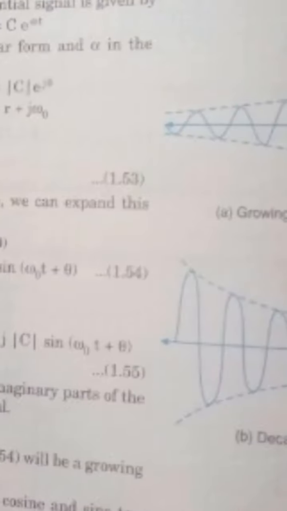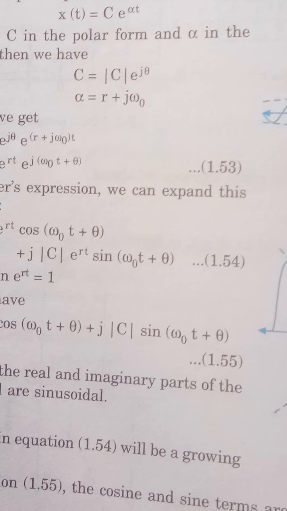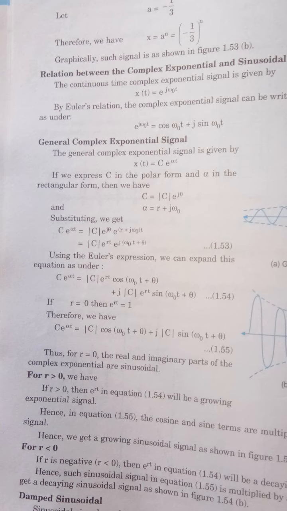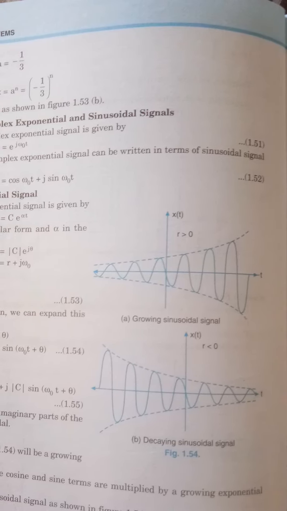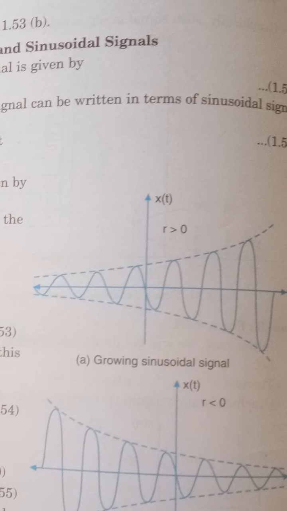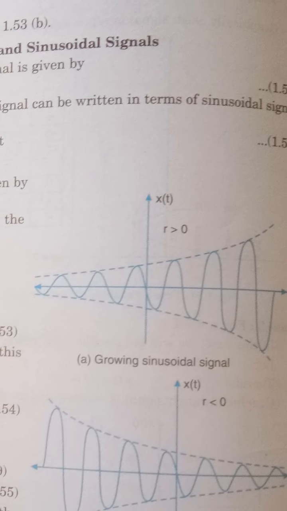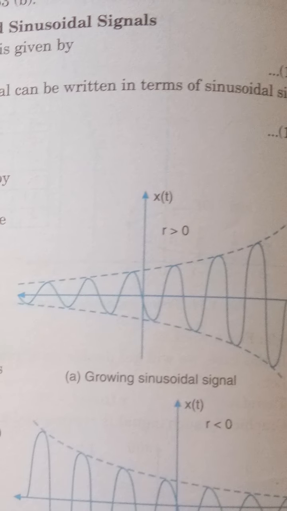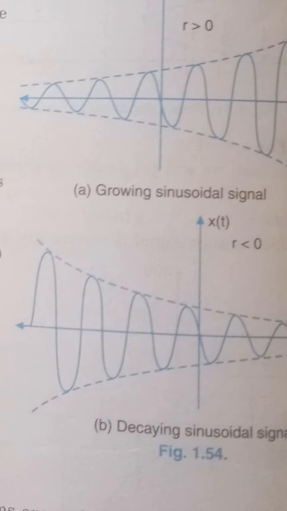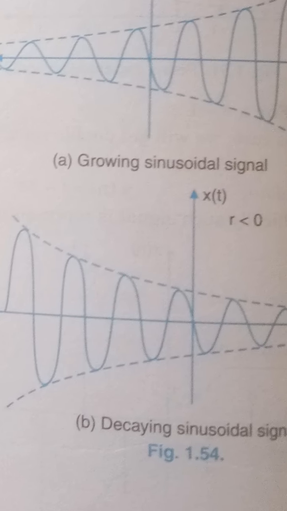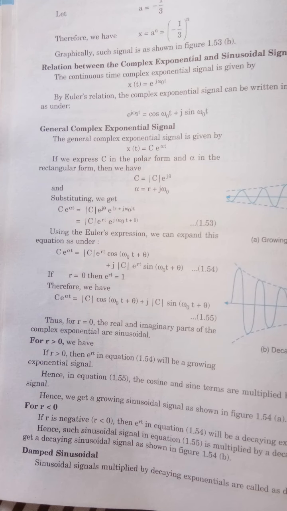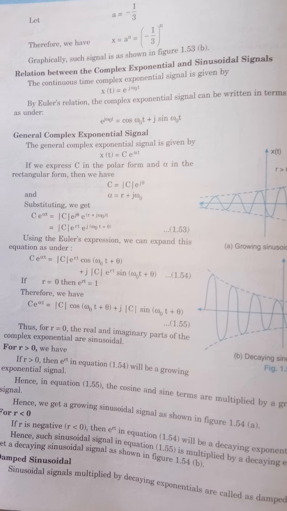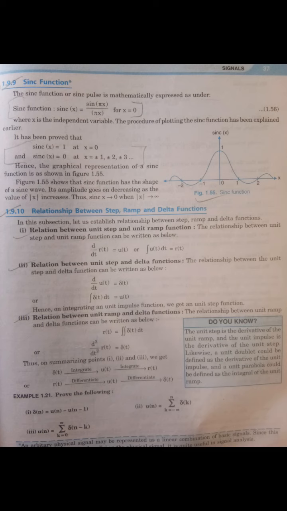For r not equal to 0, the term e to the power rt in equation 1.54 will be a growing exponential like this. This is a growing exponential. If you sketch the signal, its shape will be like this for the condition r greater than 0, and if r is less than 0, it will be a decaying sinusoidal signal. Damped sinusoidal signals are sinusoidal signals multiplied by decaying exponentials.